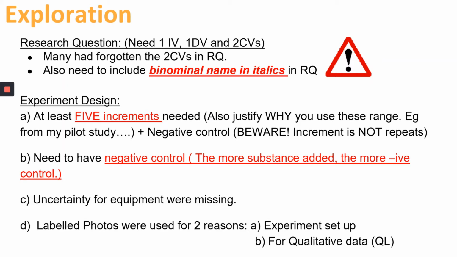And the next one is the uncertainty for the equipment. You need to list them out. In the exploration part, you also need to list out the apparatus list and the chemical list. When you mention the apparatus list, the equipment part, you need to include the uncertainty. There's only one exception, which is the beaker. Because we don't use the beaker's markings for measuring volume, there will be no uncertainty for the beakers.